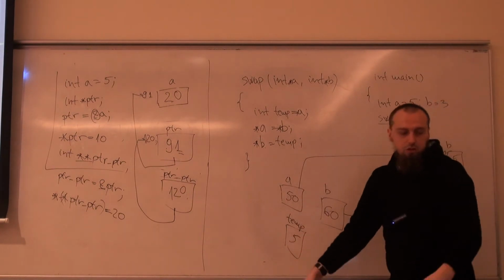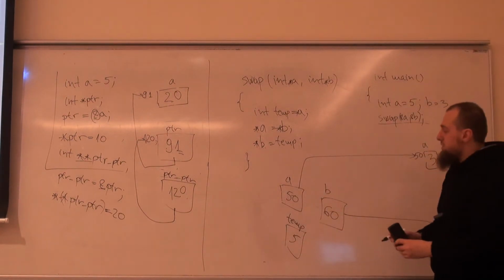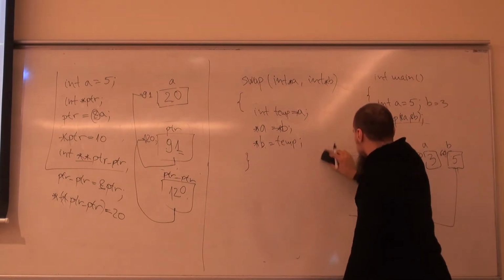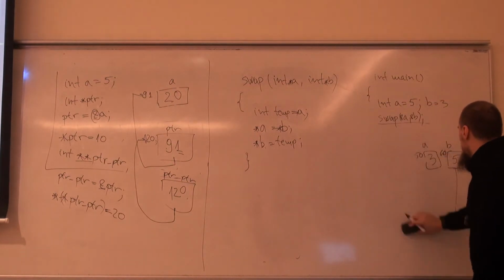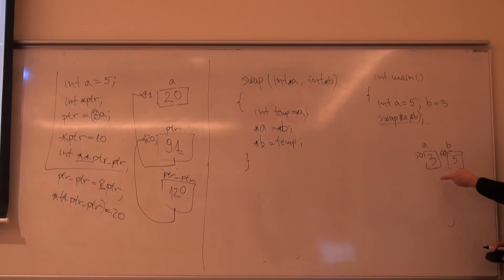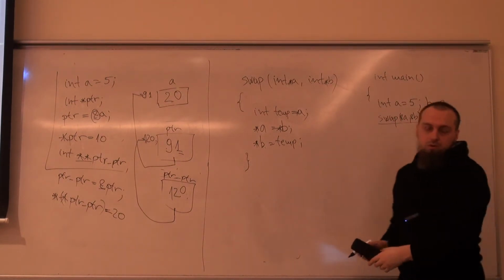The function is finished. Everything associated with the function is going to be erased, so I don't have these anymore. And did A and B switch the values? Yes. So this is why we need pointers.